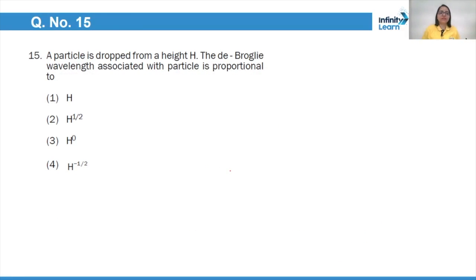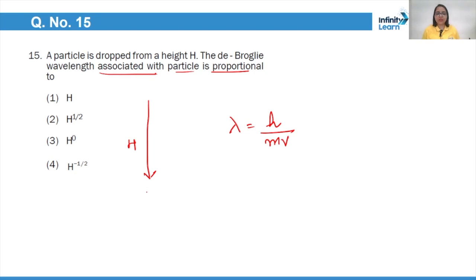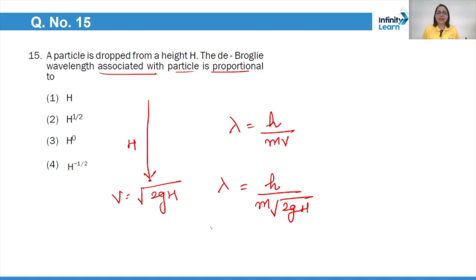Next is question number 15. A particle is dropped from a height h. The de Broglie wavelength associated with the particle is proportional to. So we know that de Broglie wavelength is h upon p or h upon mv. When you drop a particle from a certain height, velocity acquired is under root 2gh. So you can write de Broglie wavelength as h upon m into under root 2gh. So by looking at this equation, you can say that lambda is inversely proportional to under root h, or it is directly proportional to h to the power minus 1 by 2. So correct answer is option 4.